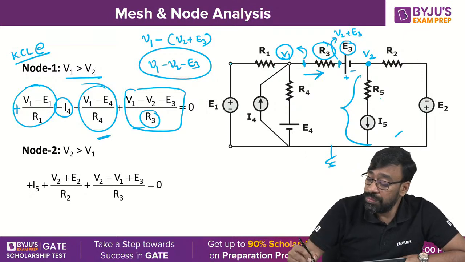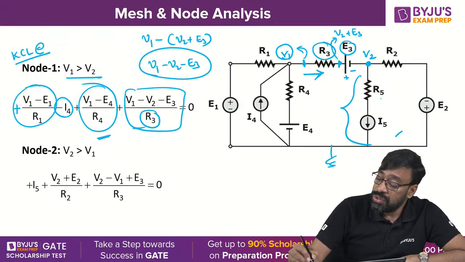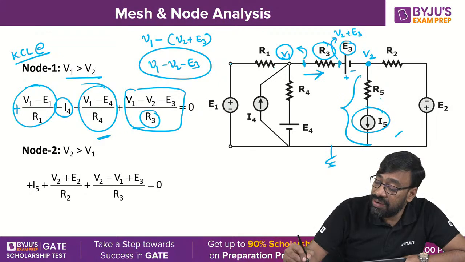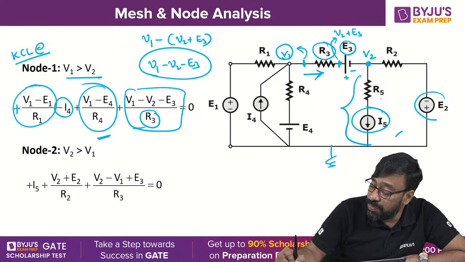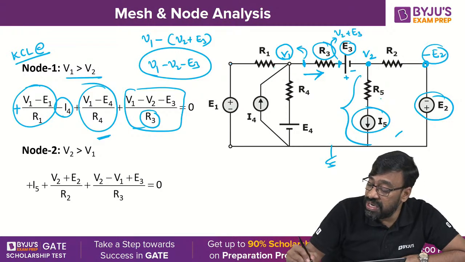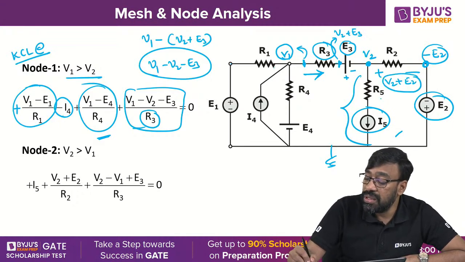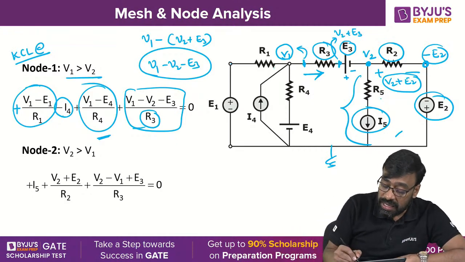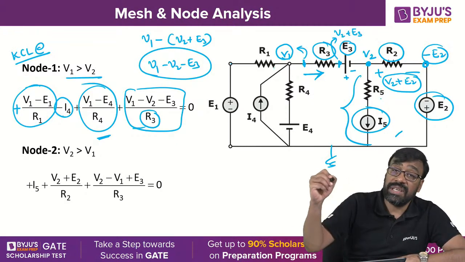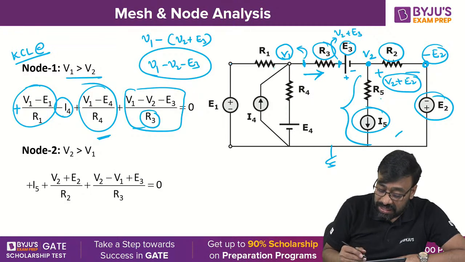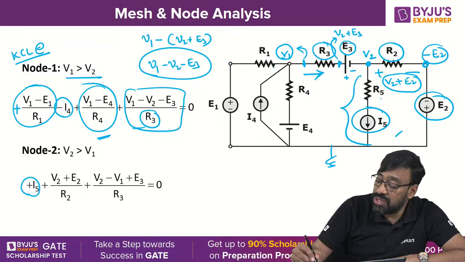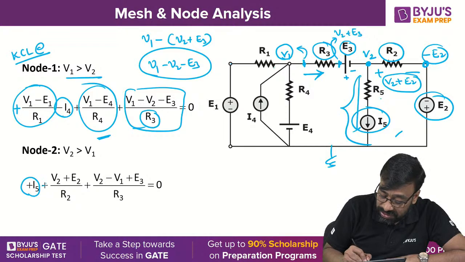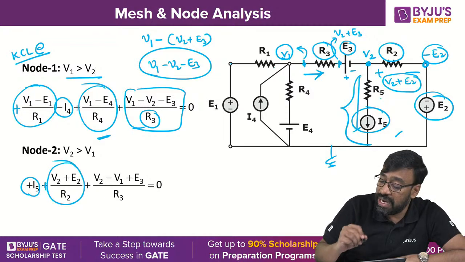Okay, so this is how you are going to find it. The current here is I5, and the current flowing here, this is 0. Since the polarities are minus plus, the voltage at this point is minus E2. The potential difference is V2 minus of minus E2, that is V2 plus E2. This is nothing but the potential difference across R2, and the current flowing through that one is V2 plus E2 by R2. So now I am getting that equation: plus I5 because the current is leaving, plus V2 plus E2 by R2, the current is leaving.